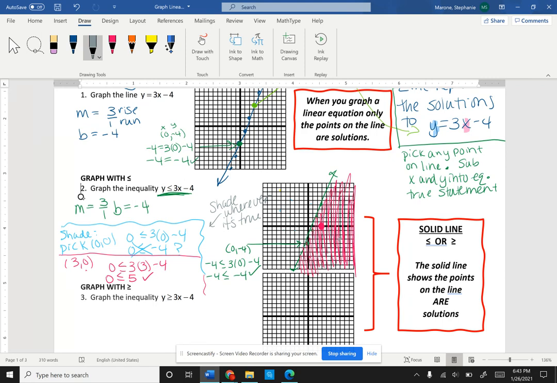So any point in here that I choose, I can go through this and I will get a true statement. If your sign is less than or equal to, we're going to go to this graph and shade below it. If this symbol is less than or equal to, we go to that line and shade below it.